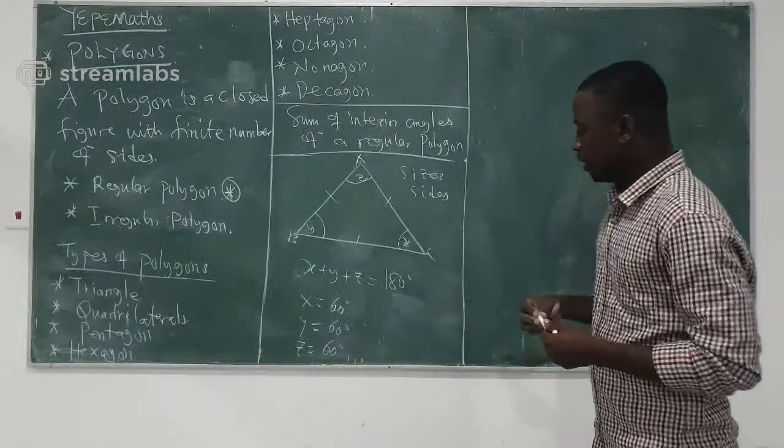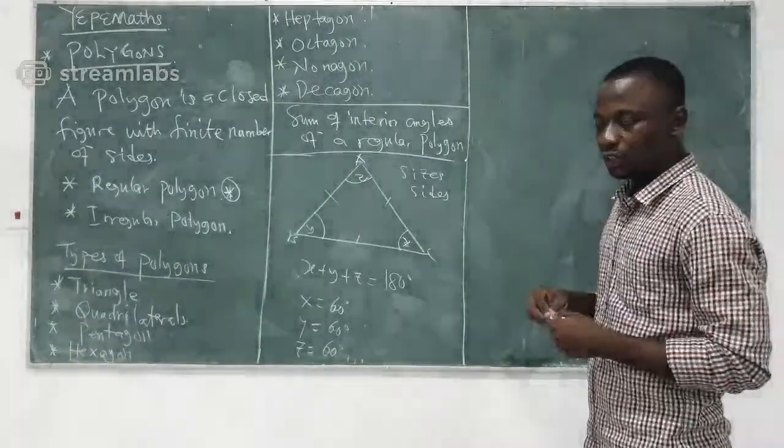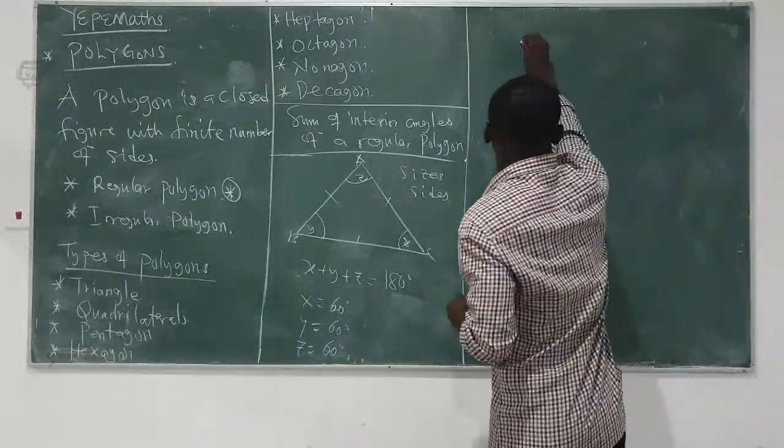So let's think of a quadrilateral. So you have a quadrilateral with four sides.